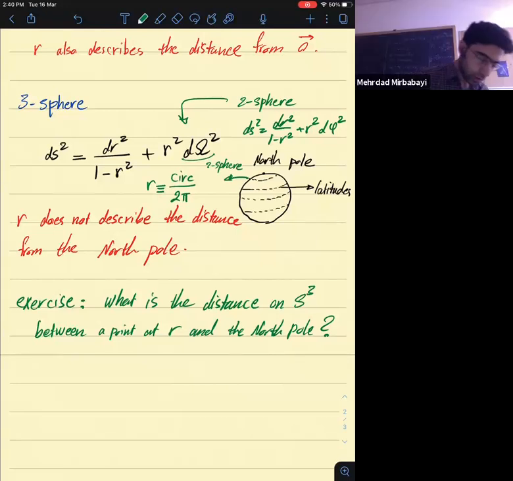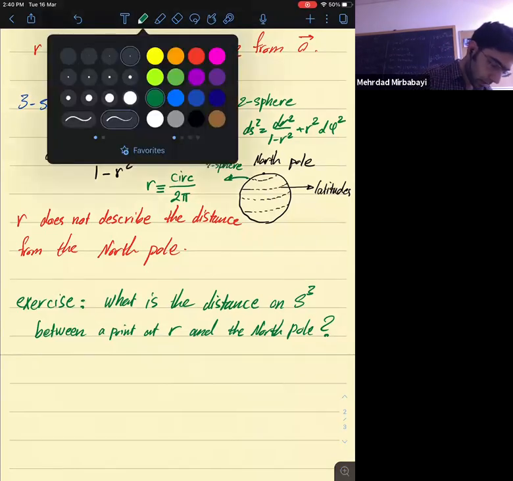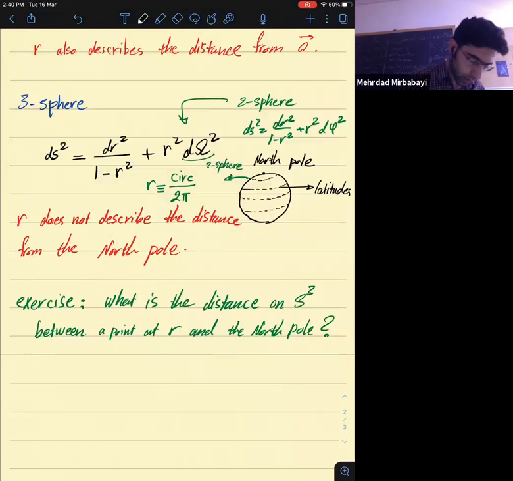So the longitudes are different concepts. They are defined in a different way. How are they defined? If you pick a North Pole, the longitudes are all of the great circles that pass through the North Pole. So those correspond to this.